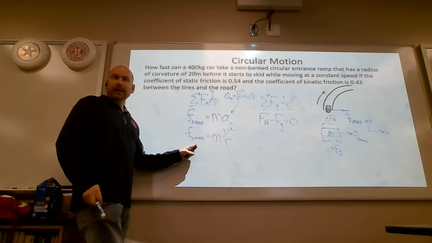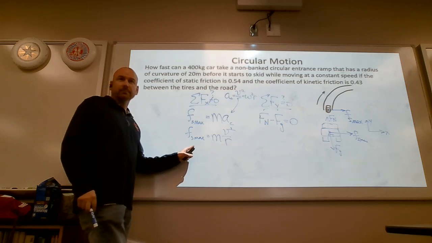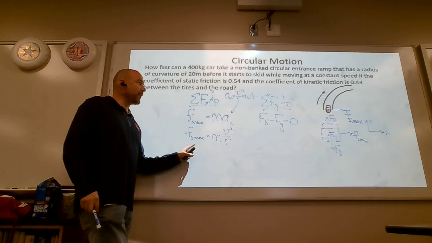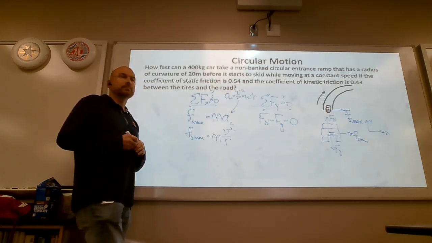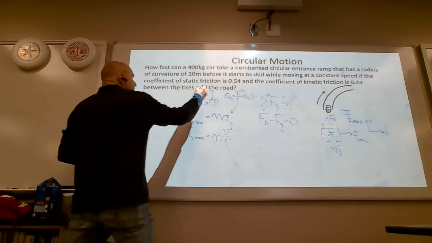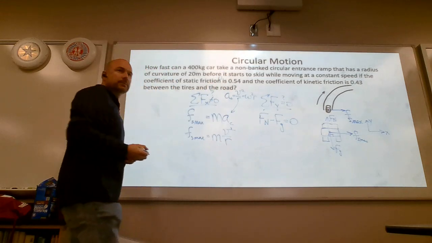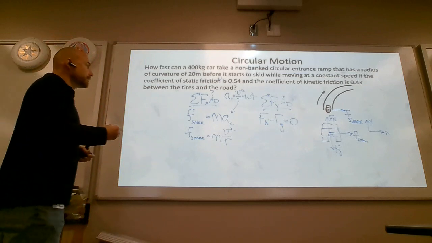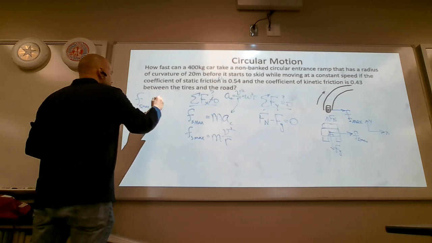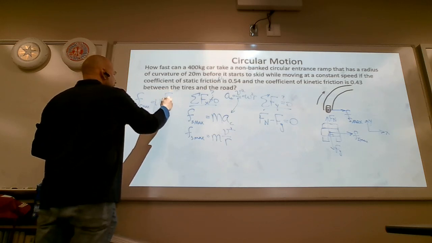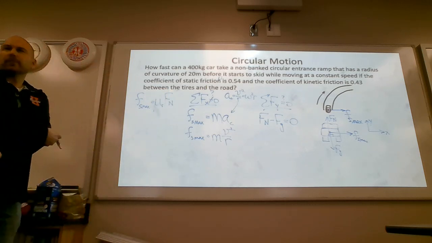Do I have maximum static friction? Is that 0.54? What is 0.54? Coefficient. That's this thing. Remember that? So you have maximum static friction, so we need to incorporate this equation. Maximum static friction is equal to coefficient of static friction times normal force.